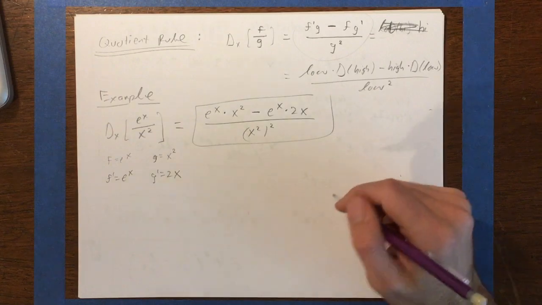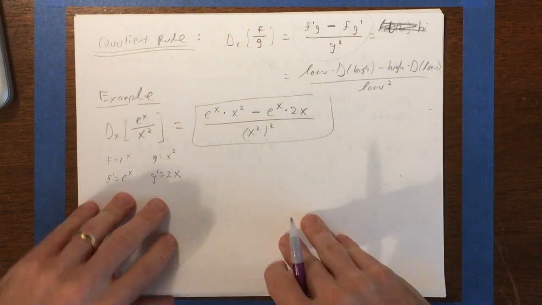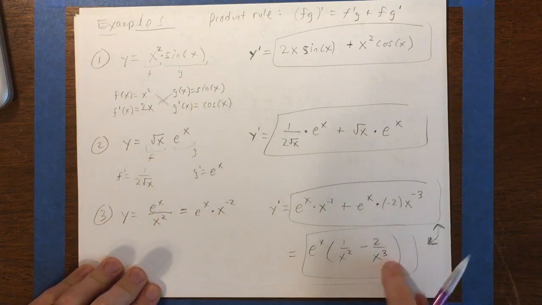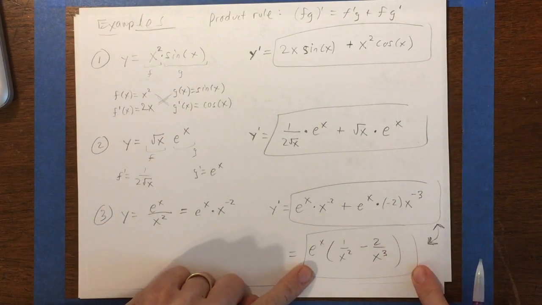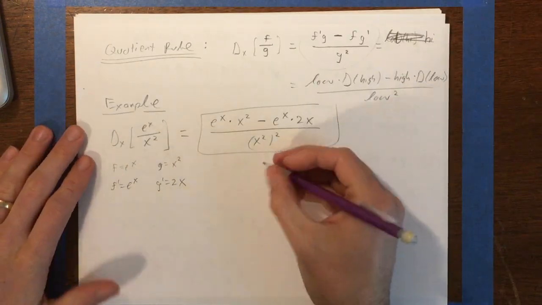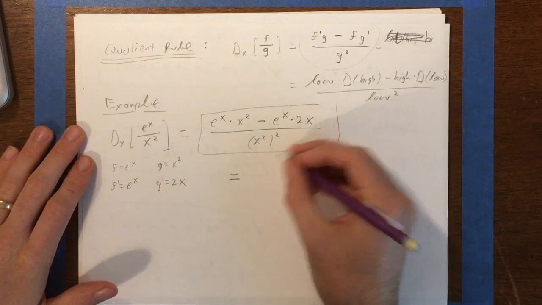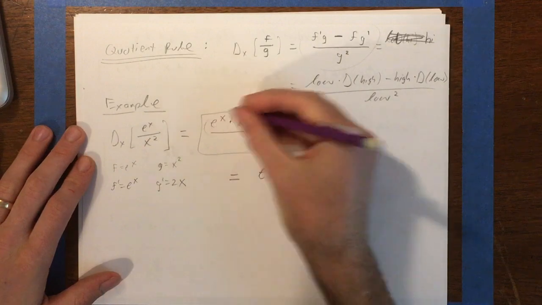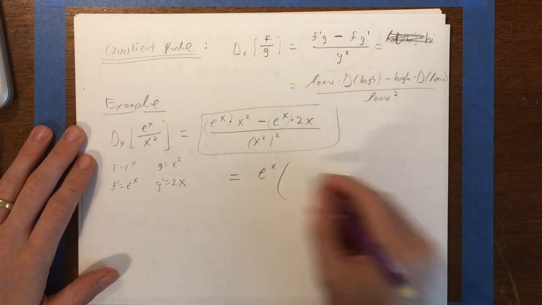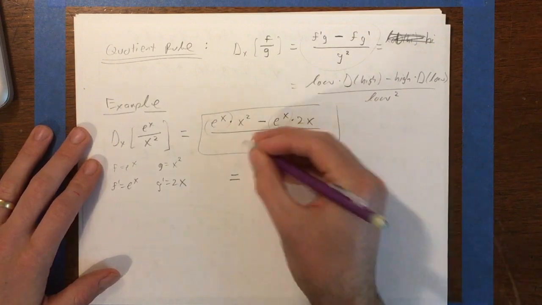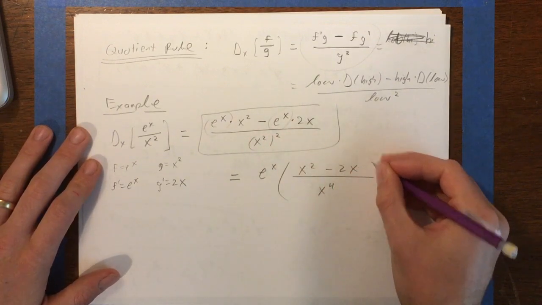Now that doesn't look anything like the answer we got in the last video. Let's look at what our answer was in the last video. Here's number 3. We got e to the x times 1 over x squared minus 2 over x cubed. Huh. Well, that looks different. But let's do a little bit of algebra on it. Let's factor out an e to the x, since it's appearing in both terms in the numerator. We can pull it out. That'll give us x squared minus 2x, and then that denominator is x to the power 4, right?